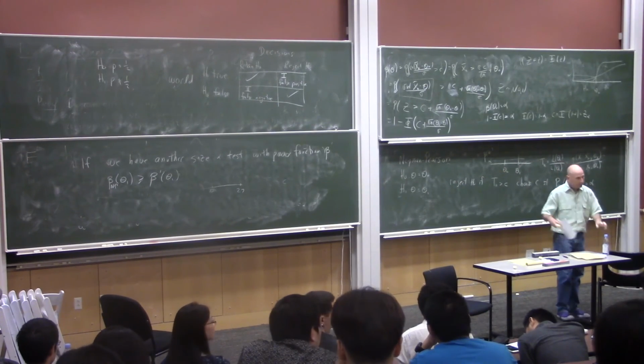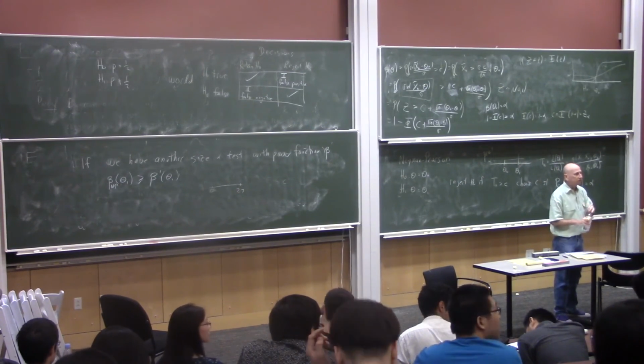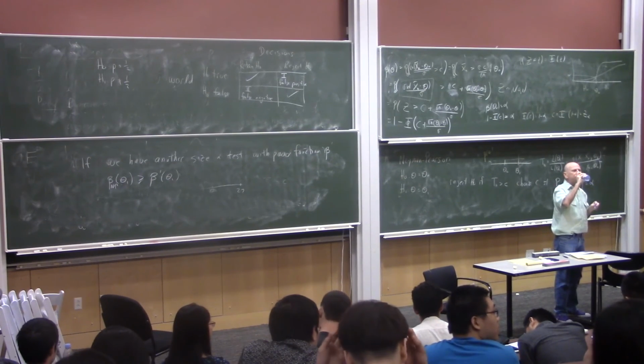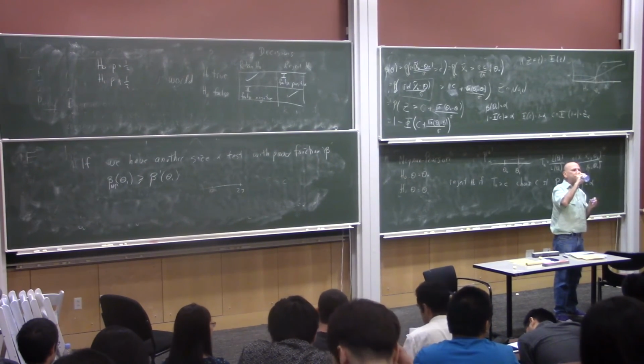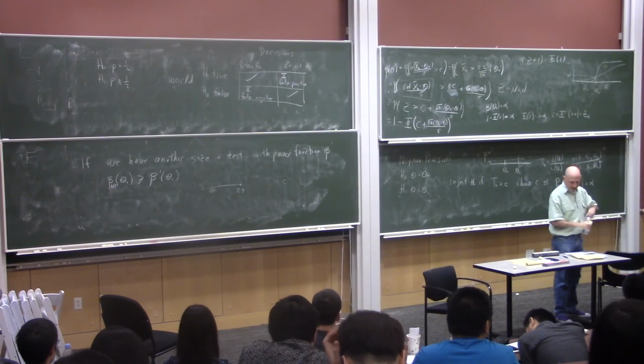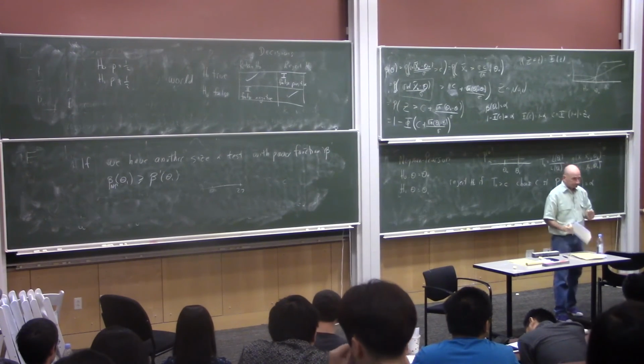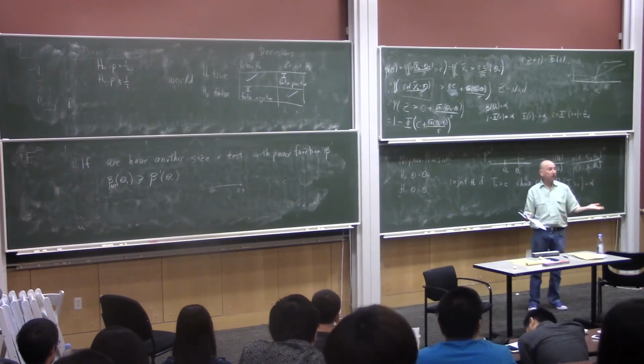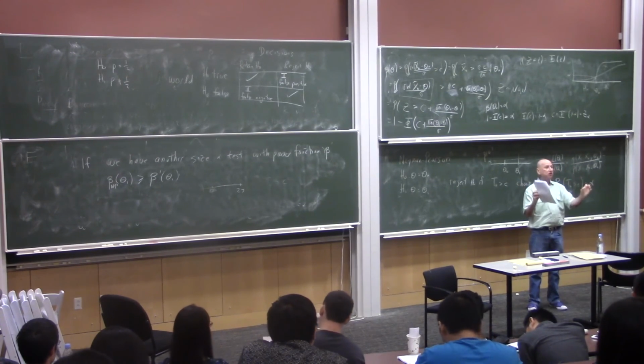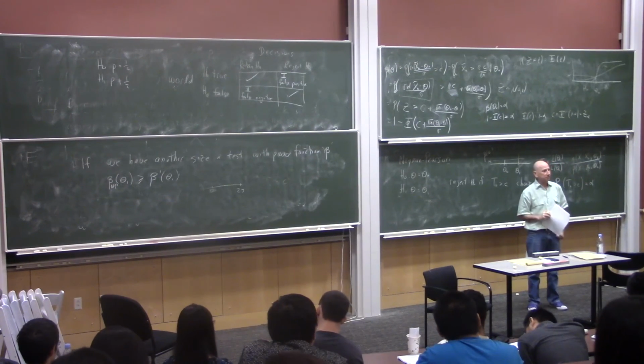So is it always true that h0 union h1 covers all possibilities? No, this is definitely not true. So again, think of this as a real valued parameter. We've now focused our attention on two particular values. That's it.